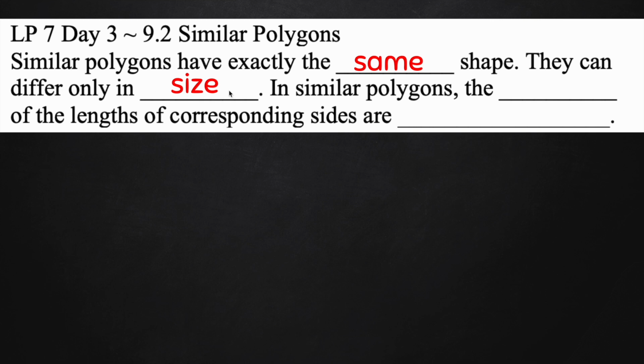I can't have a triangle and a square that I'm comparing. It needs to be triangle and triangle, and the exact same triangle. The only thing I can change is I can either make it larger or make it smaller. So in similar polygons, the measures of the lengths of the corresponding sides are proportional.